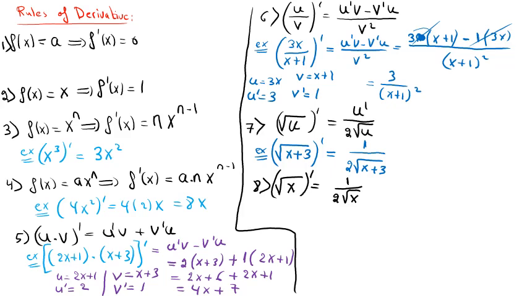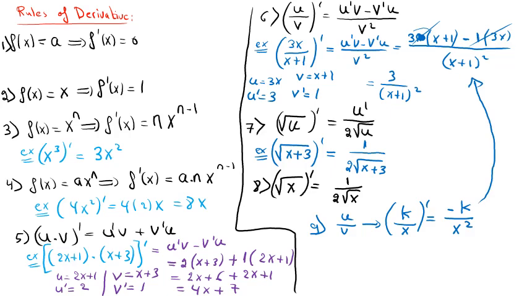And we have a special case of the constant when we apply u over v. If we have k over v or k over x, if we make derivative, the answer will be minus k, where k is a constant number, over x squared. This is a special case of part 6.